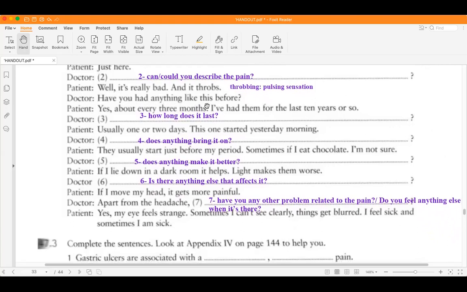Have you had anything like this before? Yes, about every 3 months. I've had them for the last 10 years or so. Usually 1 or 2 days. This one started yesterday morning. So the question here will be, how long does it last? They usually start just before my period. Sometimes, if I eat chocolate, I'm not sure. So the question here will be, does anything bring it on?